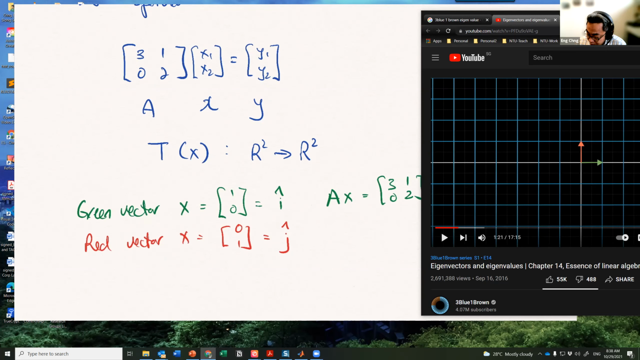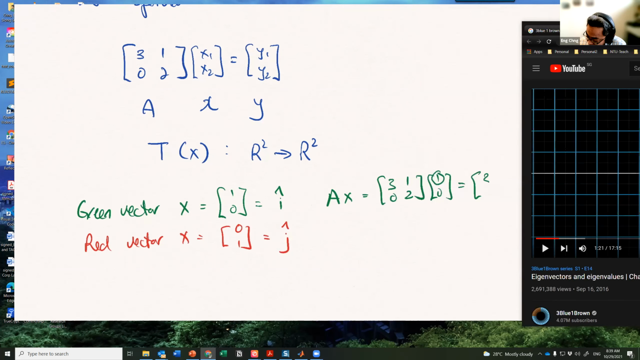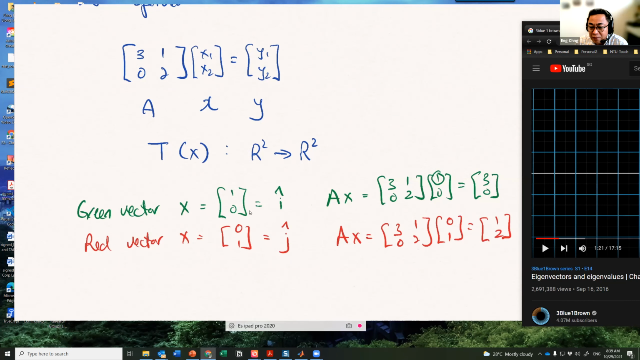You're only taking the first column because the other guy is 0. So this is 3, 0. And then if you play with the other guy, the same A, now you're taking the second column of A. Okay? And then you say, so what's the big deal about these two pairs of coordinates, I hat and J hat?